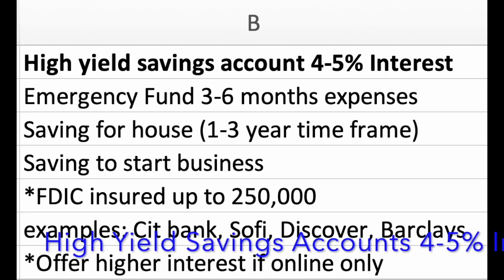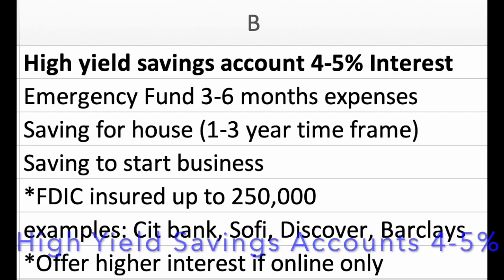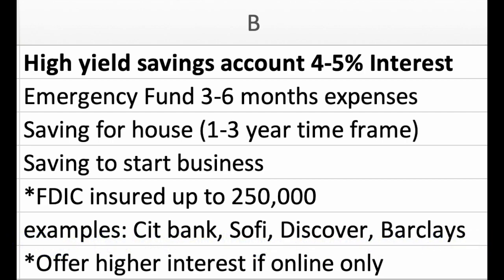So now we're moving on to the second part. Now you want to have an emergency fund. You want to be able to take care of your expenses. 3 to 6 months everybody recommends. For you, it really depends on, I feel like, how much money you make, what your bills are, and when you actually need the money. I like using high yield savings accounts for my emergency fund. I like using it to save for, let's say, a house, or say you're starting a business. And always ensure that these high yield savings accounts are giving you that insurance of up to $250,000.